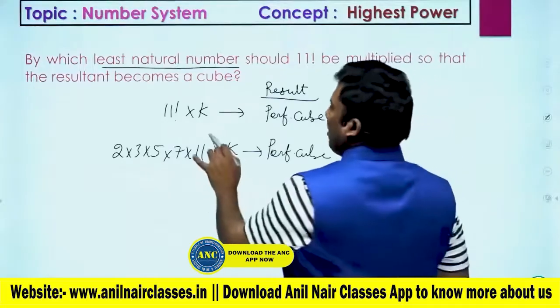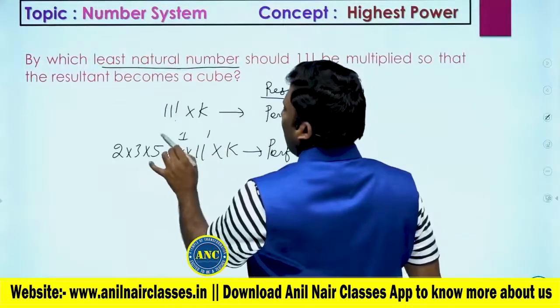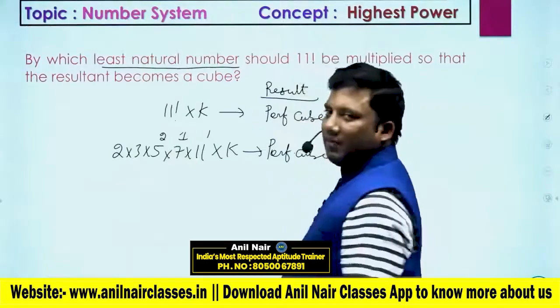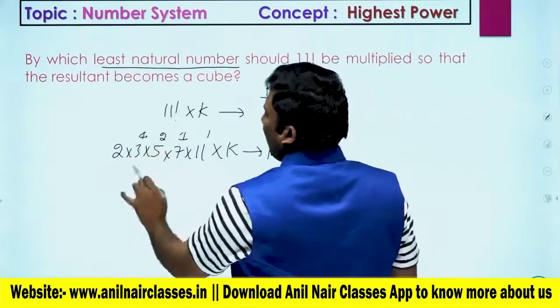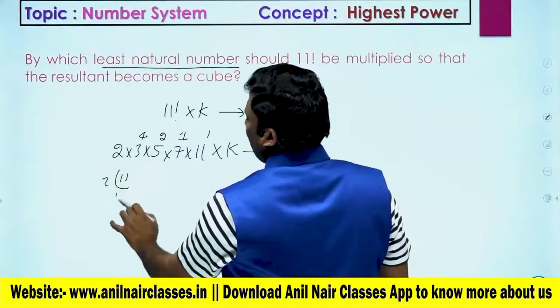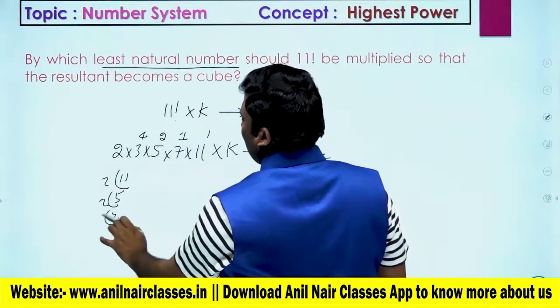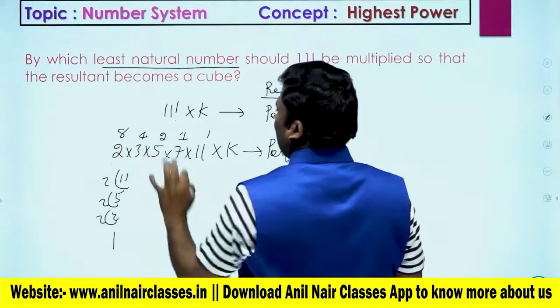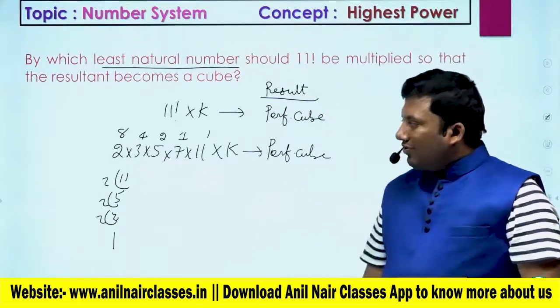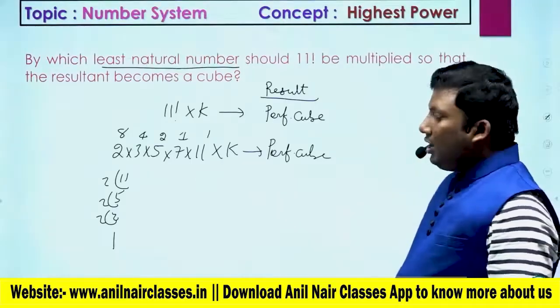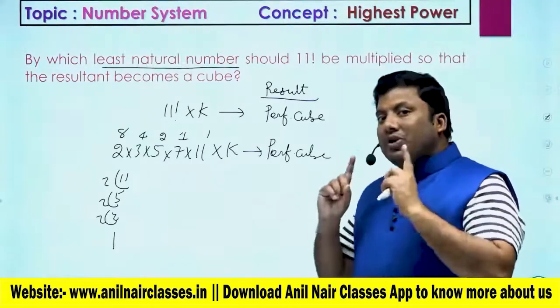11 it is 1. 7 it is 1. 5 it will be 2. 3 it is 4. 2 it is 8. So 11 factorial is 2 power 8 into 3 power 4 into 5 square into 7 into 11, and it should be multiplied by which natural number such that the resultant is a perfect cube.